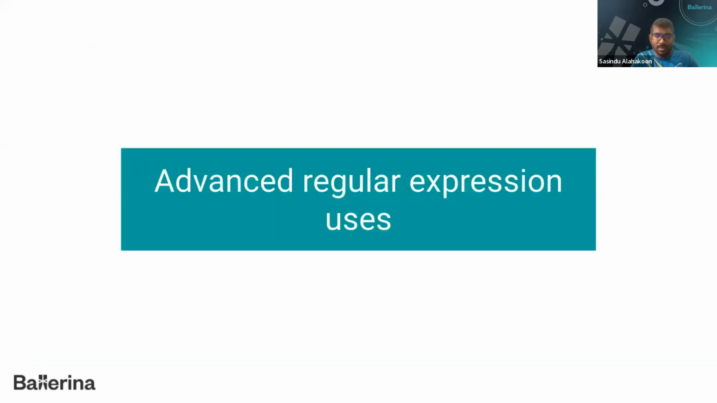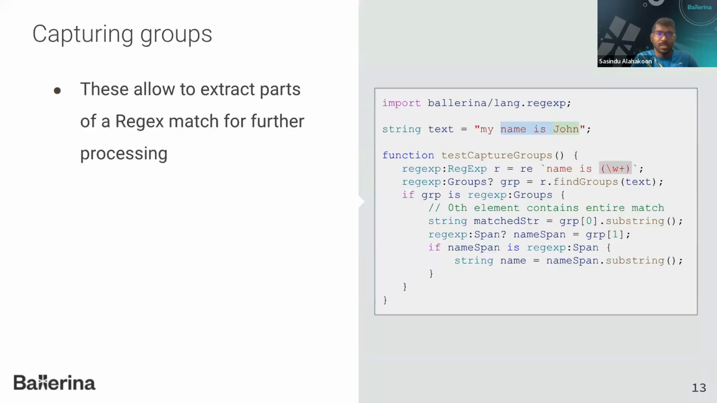So that's it for the basics. Now we are going to see some advanced regular expressions and their implementation in Ballerina. The first one is capturing groups. Capturing groups in regex are used to group and capture parts of a matched string. Capturing groups are implemented in regex by using parentheses around the subpattern that needs to be captured. In Ballerina, captured text can be accessed using the groups tuple, which is returned by the findGroups method.